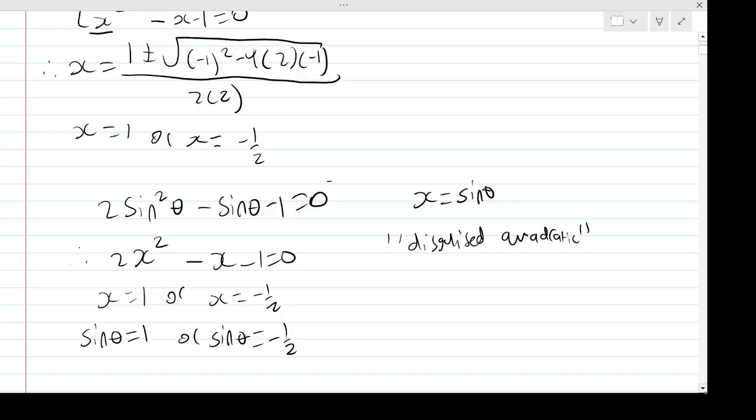So you need to be able to recognise that this is a quadratic equation, where we can say that x is sine theta to get an actual quadratic, okay? Most of the questions will basically boil down to a quadratic, which we then can solve, okay? So hopefully you got the idea of what we did there. Let's move on to some examples then.